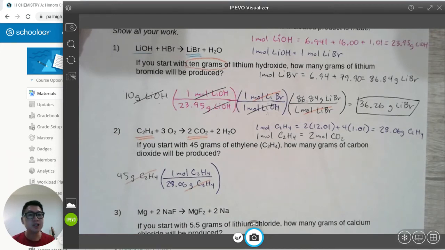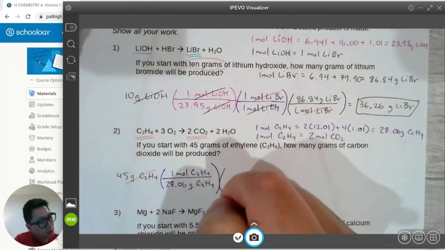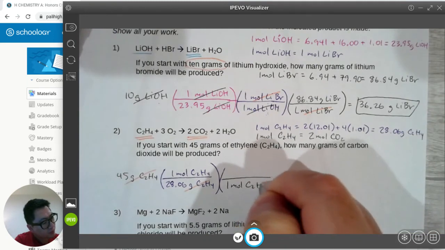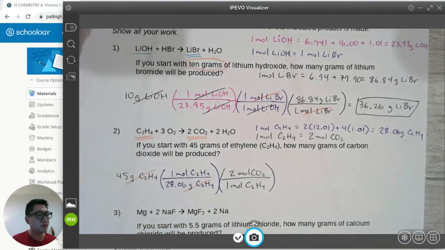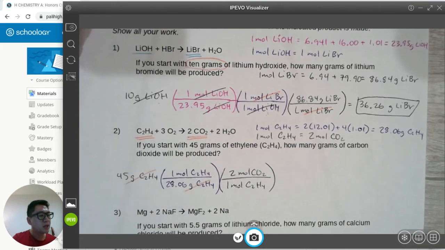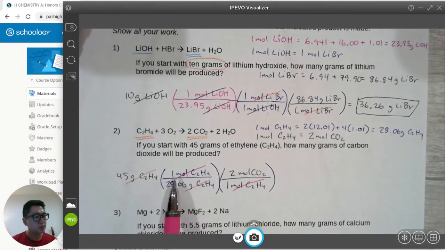Next thing, change moles of ethylene, C2H4, into, I'm trying to find carbon dioxide. My relationship is right there. 1 mole of C2H4 is 2 moles of CO2, carbon dioxide. Where did that come from? Coefficients. 1 mole of C2H4 makes 2 moles of CO2. I put the C2H4 in the denominator so that they'll cancel. Moles of C2H4 on top, in the numerator, cancel out the moles of C2H4 in the denominator. Now I have moles of carbon dioxide.